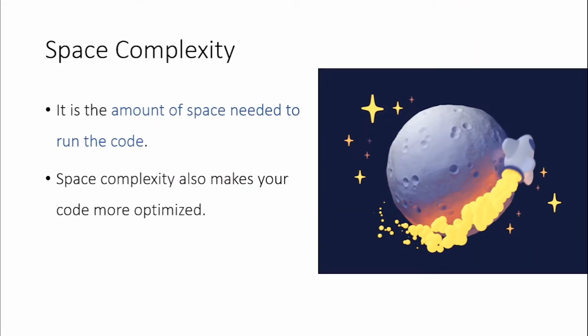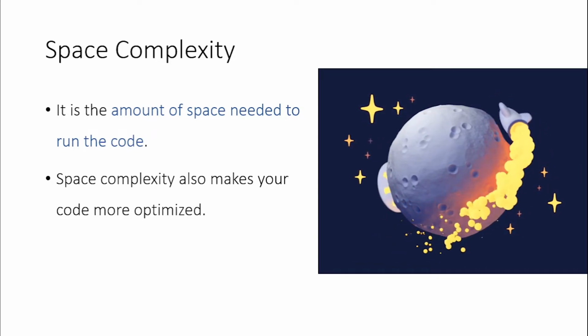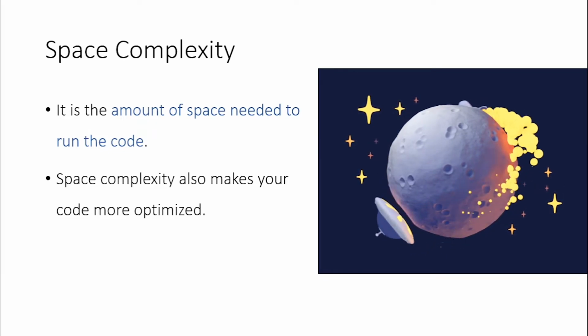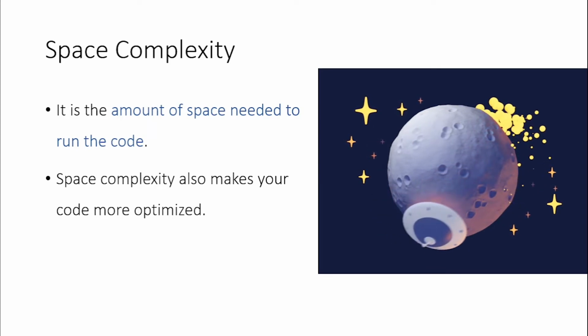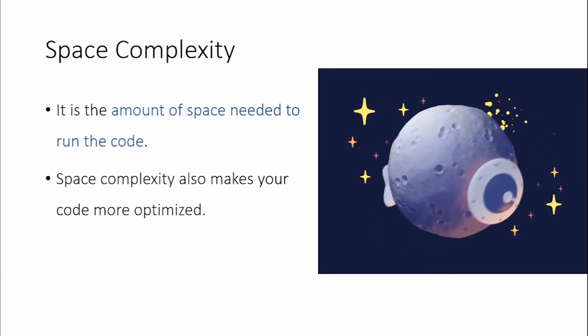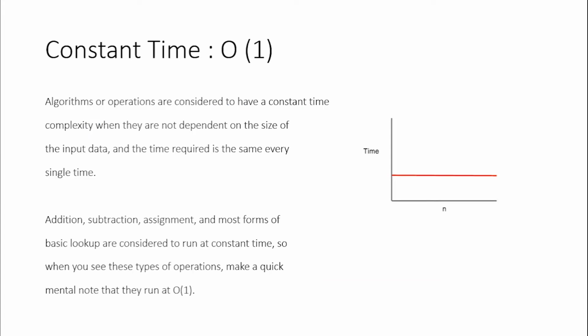And the same thing is true for space complexity as well. Space complexity means the amount of space needed to run the code. Space complexity also makes your code more optimized. So for both these things, space and time, the lesser it is, the better our algorithm or our piece of code is, right?